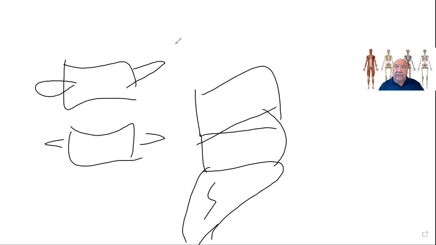The only levels where rotation is relatively permitted is at the AA joint, where there is no disc, and at T11-12, where the facets are orientated coronally, and there is no head of the rib going up. It's the one above it. So this is this translatory one.